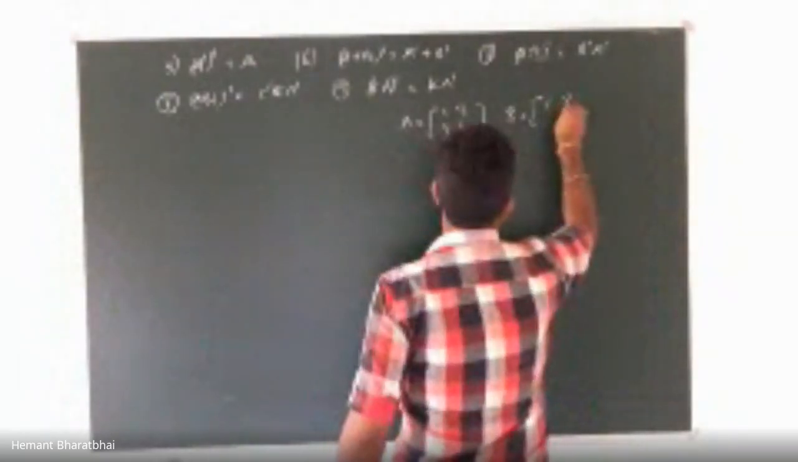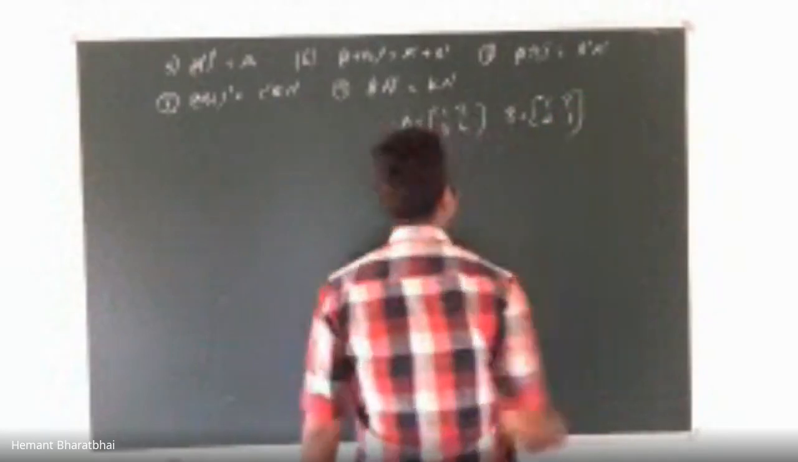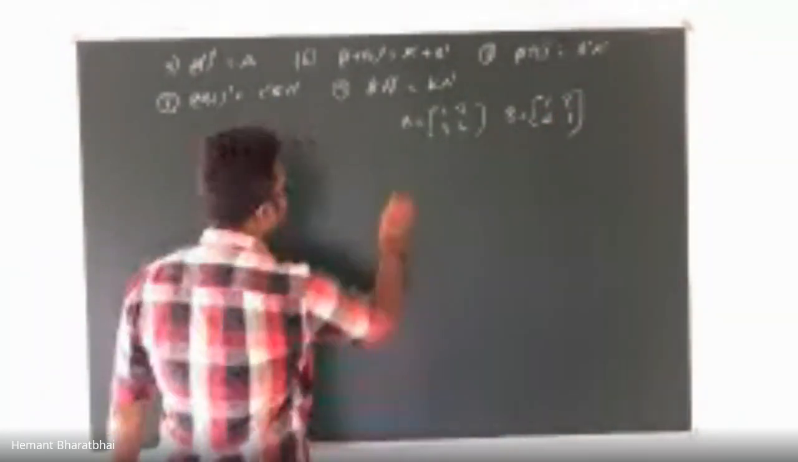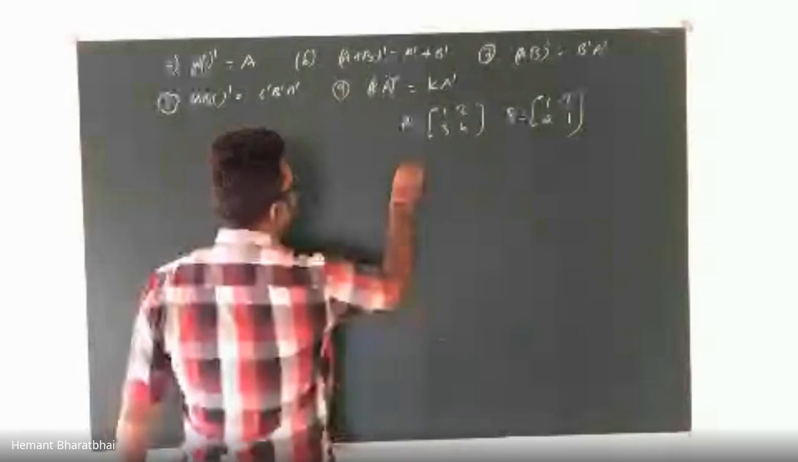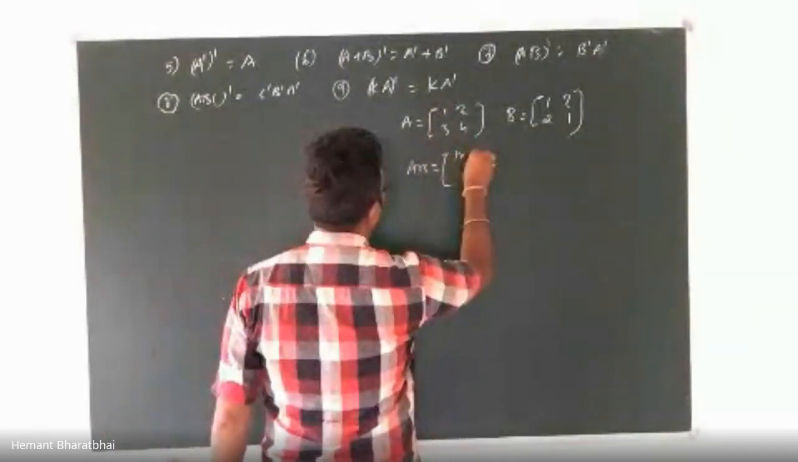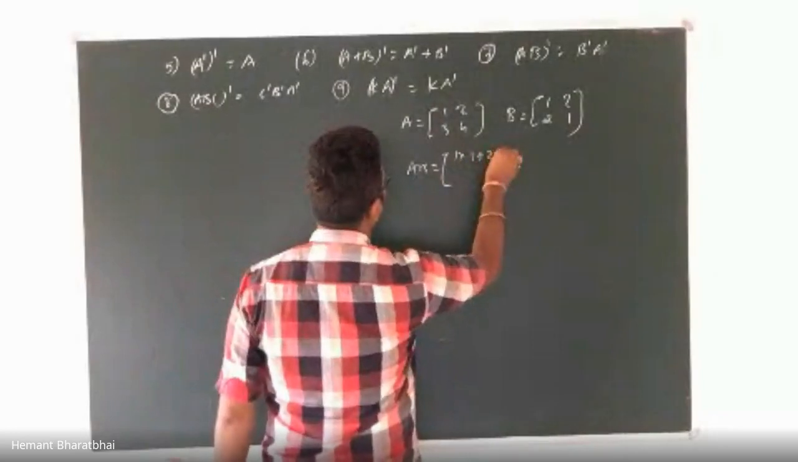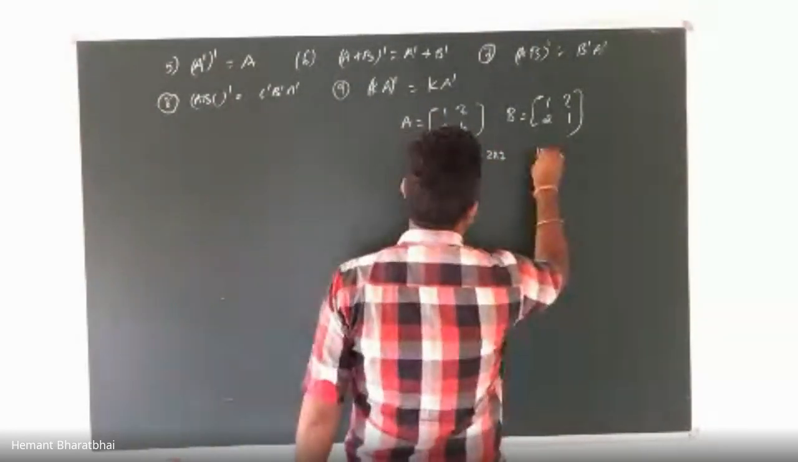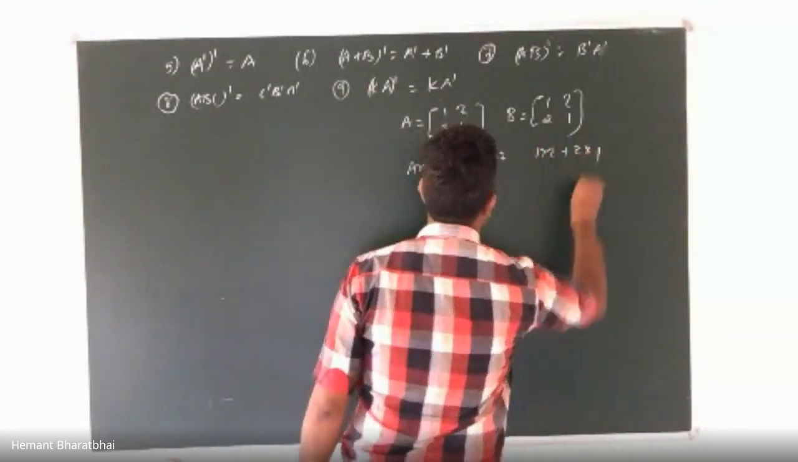Let me write matrix B as 1, 2, 2, 1. Okay, so let's find out the value of AB. So first row into first column. So 1 into 1 plus 2 into 2. First row into second column. 1 into 2 plus 2 into 1.